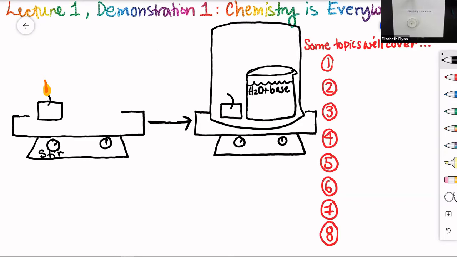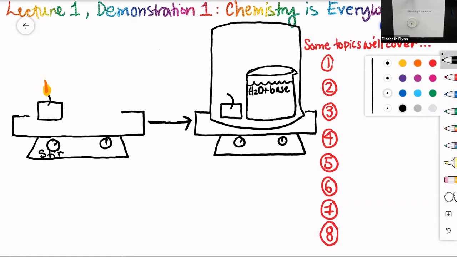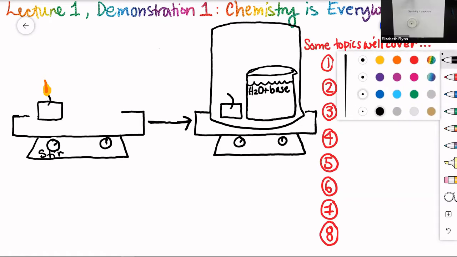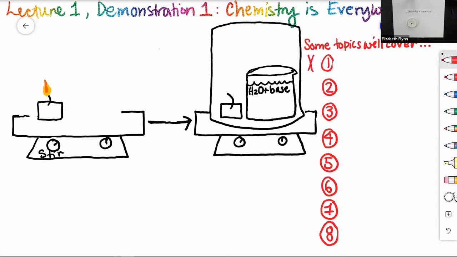First of all, we're going to start with the candle. But before we even light the candle, we are going to talk about the chemistry of the matter itself. And what is cool about this demonstration is that it covers 8 main topics that we're going to be talking about this semester right over here, right? So we're going to get to those as we go through.